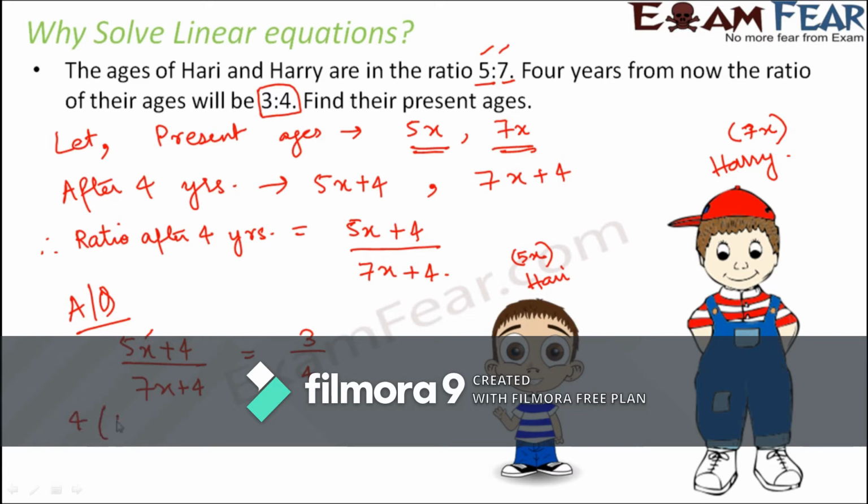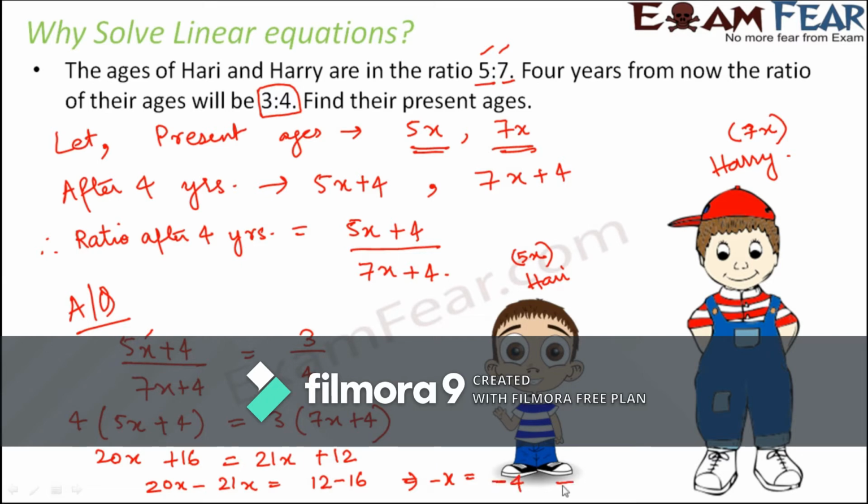So cross multiplication would give 4 into (5x plus 4) is equal to 3 into (7x plus 4). So this would be 20x plus 16 is equal to 21x plus 12. Therefore 20x minus 21x is equal to 12 minus 16, or minus x is equal to minus 4. Therefore, we can say x is equal to 4.